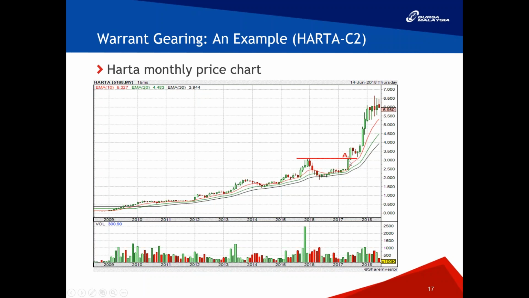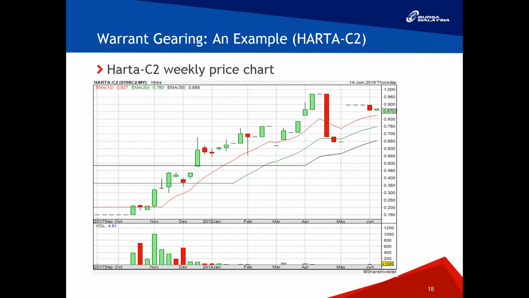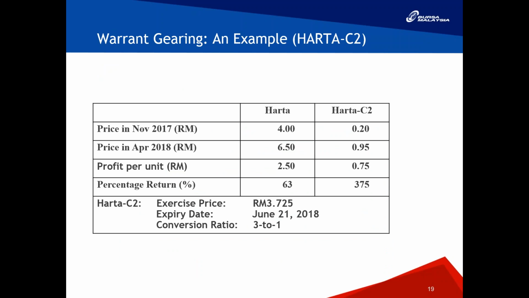If you look at 2017, in the month of June, the March result came out in June, there was also a breakout in the price. The share price went above 3 ringgit. Now, if you observe this, you have earnings breakout, you have price breakout, then you want to get into the stock. Now, in November, a new call warrant was issued. It is Hata C2, and that gives you an option. Should I go into the share or should I get into the call warrant? All right.